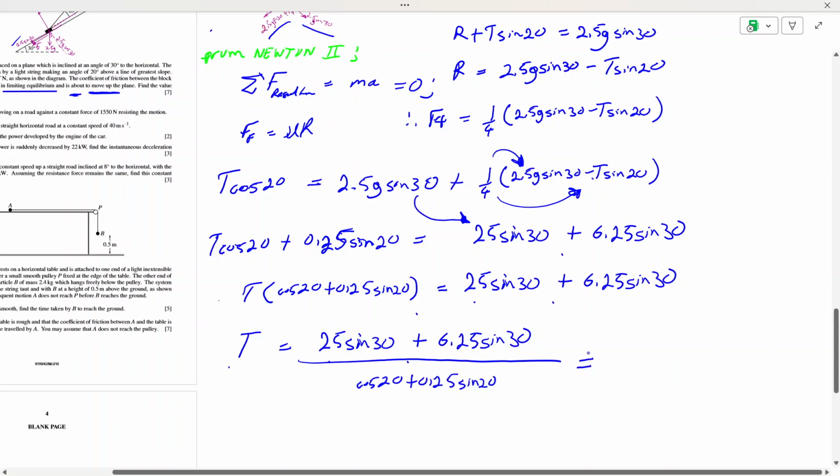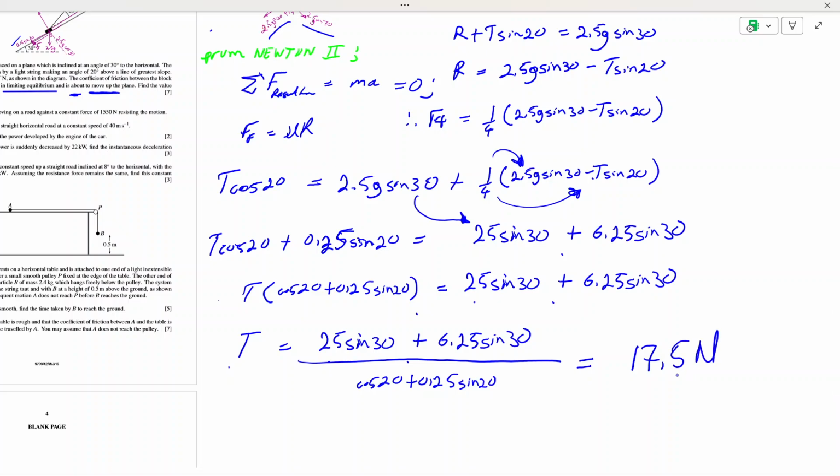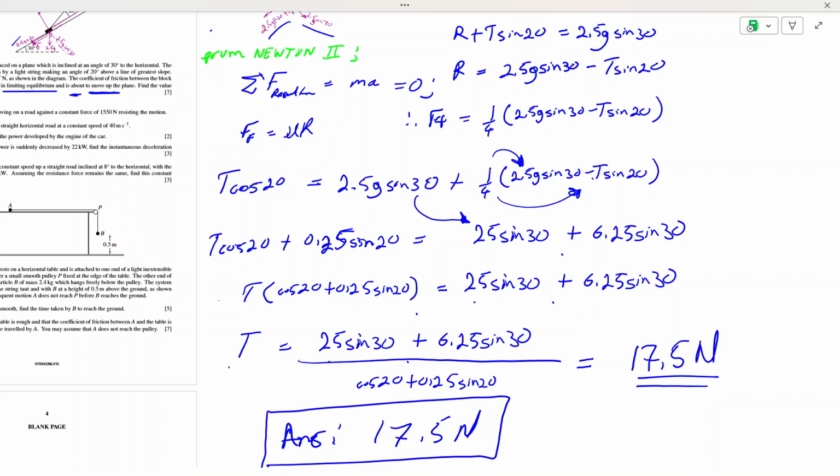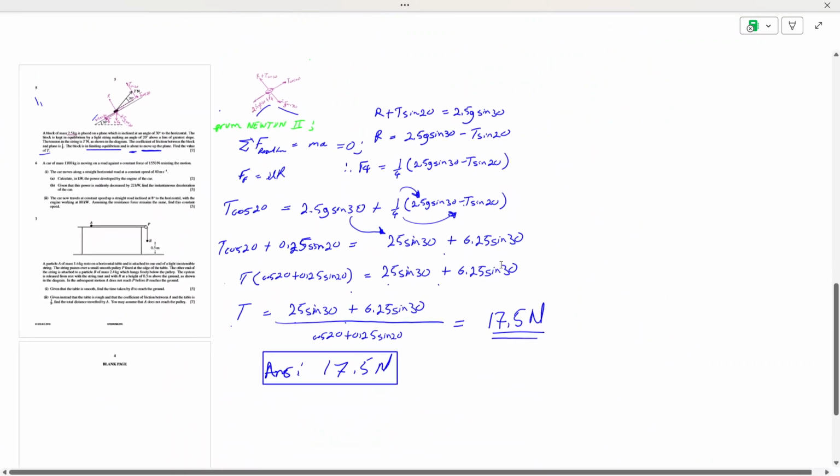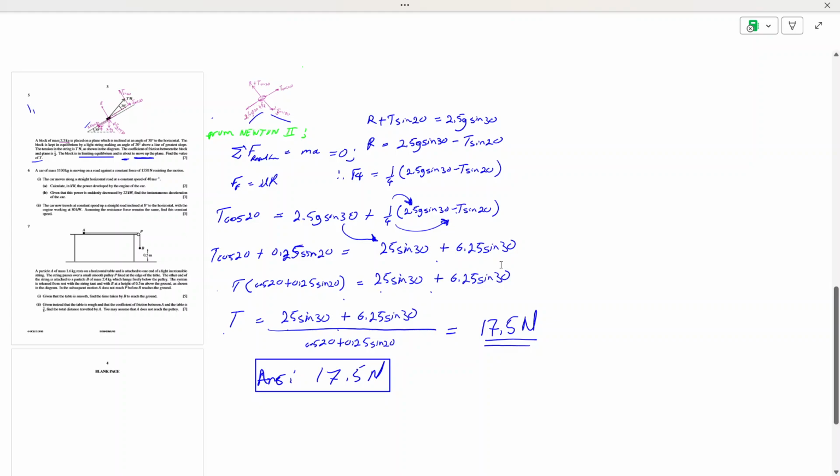When I do that, I'm going to get my value of T is 17.5 newtons. And that's it for that question. Answer: 17.5 newtons. If you show all of these steps, you're going to get full marks. If you want to take a screenshot or something, there you go. I'm going to clear that up for the next question.